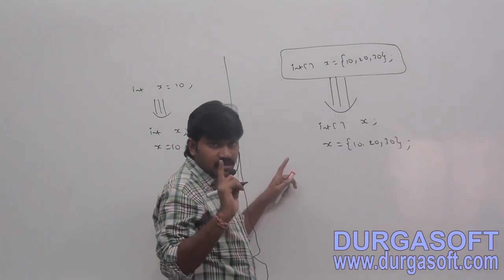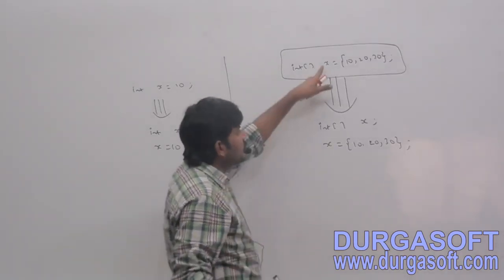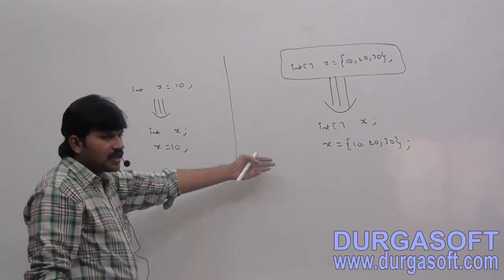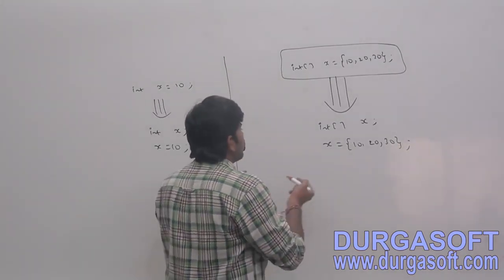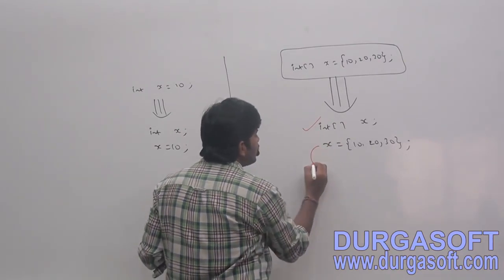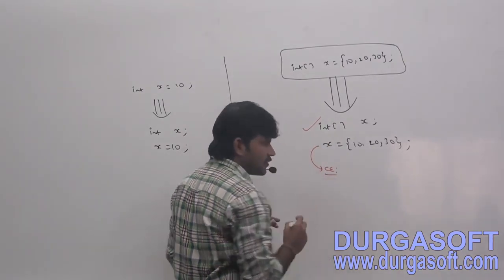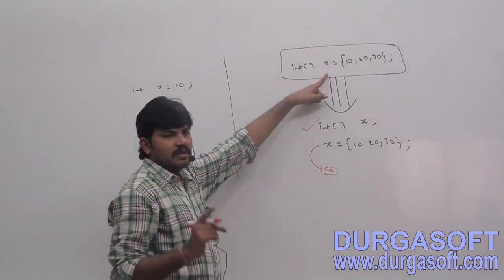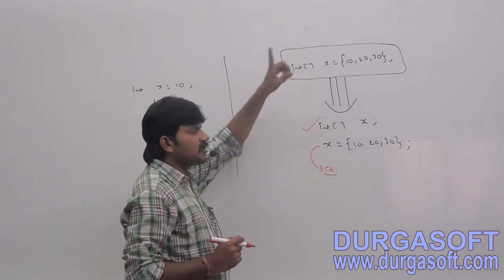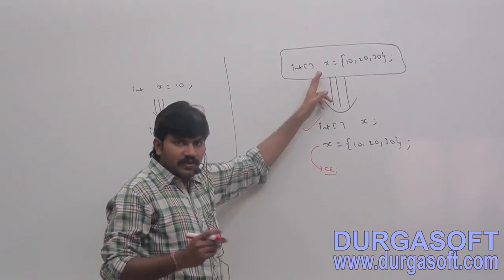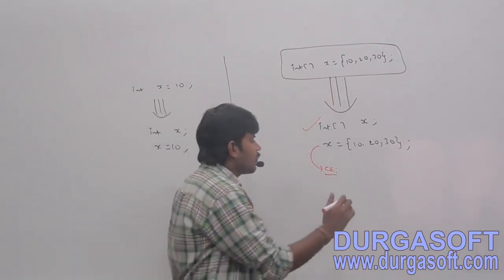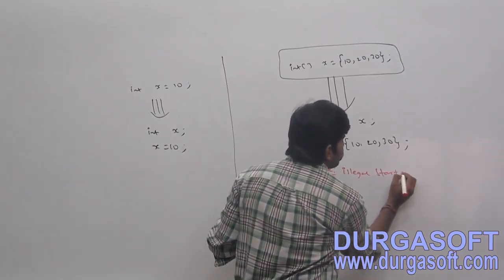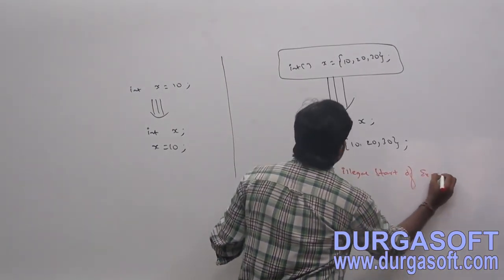100% sure, this is an important conclusion. You can divide into multiple lines. Why don't you do the same thing here? This one is valid, but this one gives a compile time error. If you want to use this shortcut, compulsorily we should perform everything in a single line. If you divide into multiple lines, we get a compile time error saying illegal start of expression.